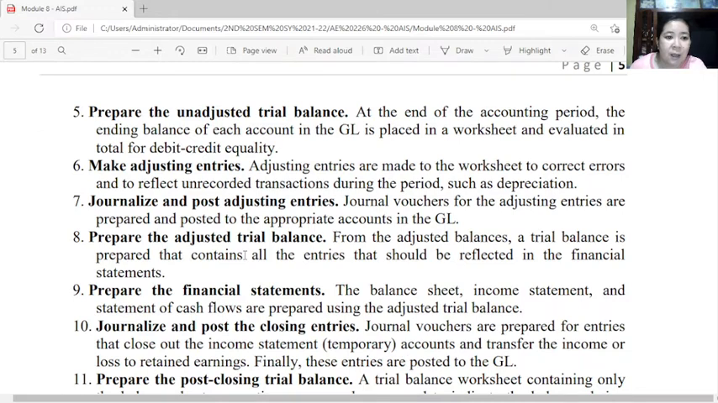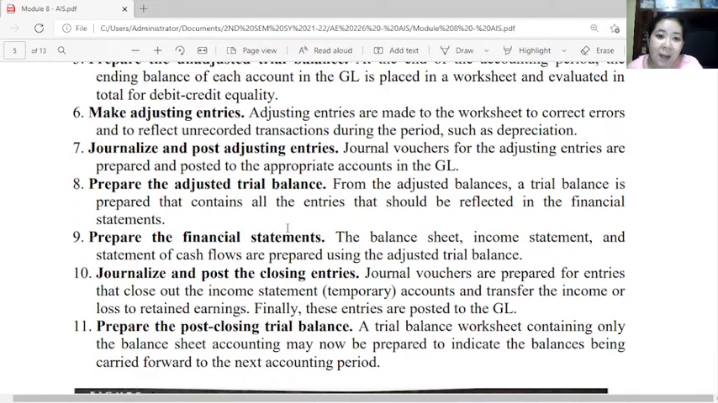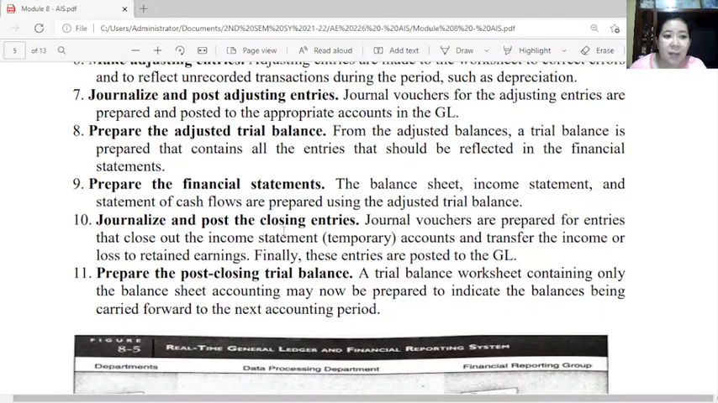After that, we will journalize and post the adjusting entries in our journal vouchers, and then post them to their appropriate accounts in the general ledger. Number 8, we will prepare the adjusted trial balance. All you have to do is add or deduct, depending on the side in which the adjusting entries were placed, against the unadjusted balances of the accounts, respectively. After the adjusted trial balance, we can now prepare the financial statements: balance sheet, income statement, and cash flow, using the adjusted trial balance.